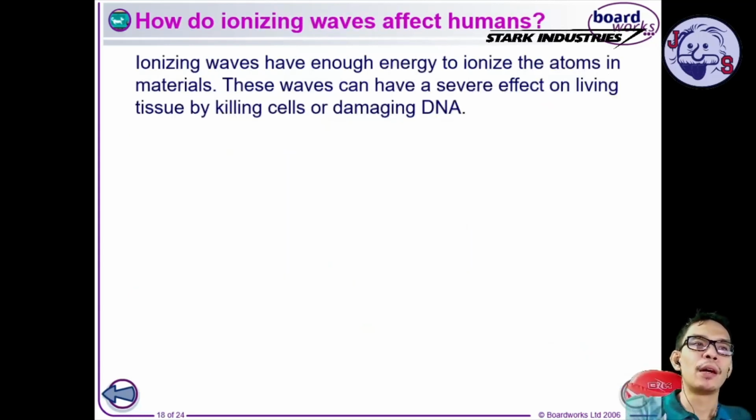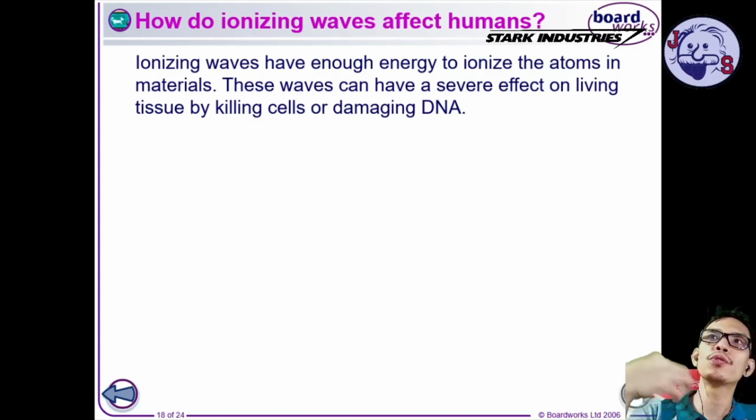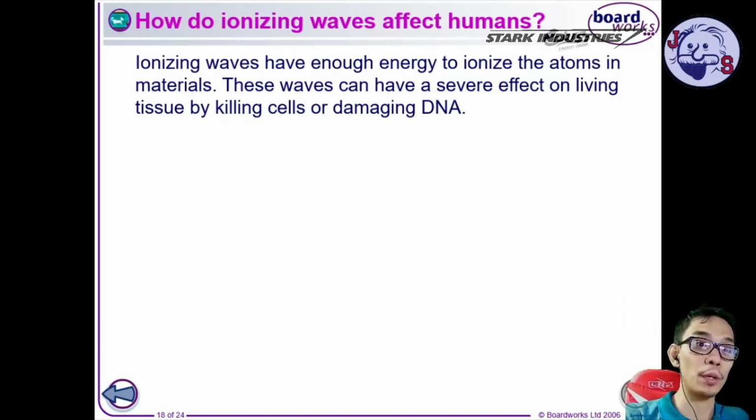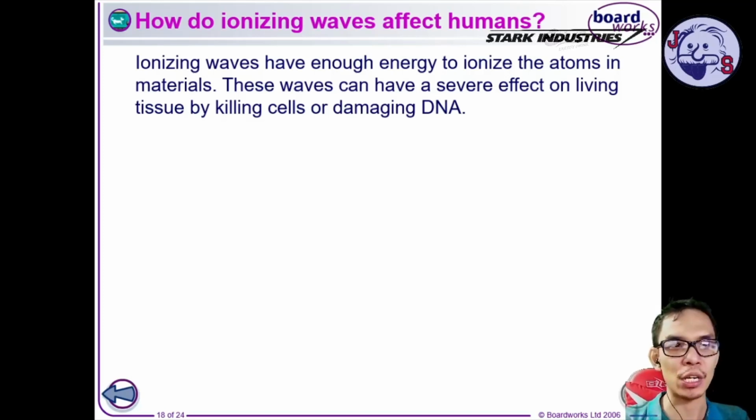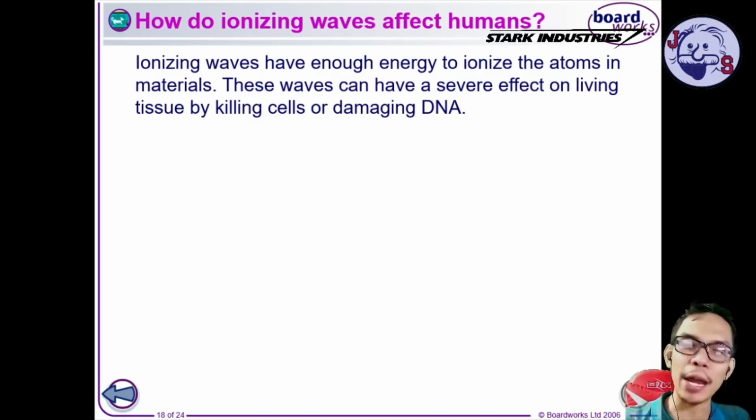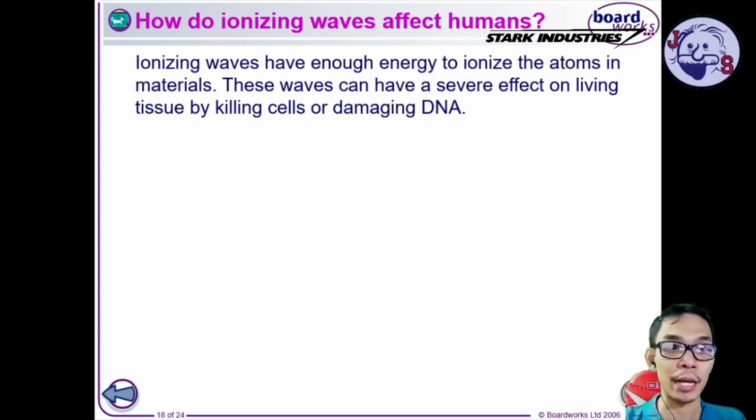Now we go to the last three electromagnetic waves. We will just consolidate them: the ultraviolet, the X-ray, and the gamma ray. These three are called ionizing radiation, or ionizing waves, as this slide tells us.